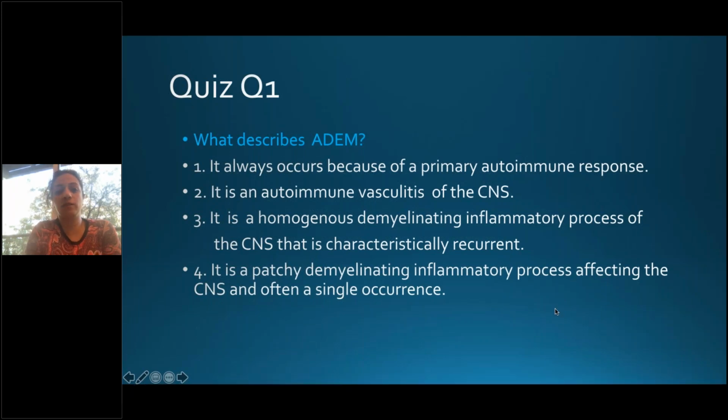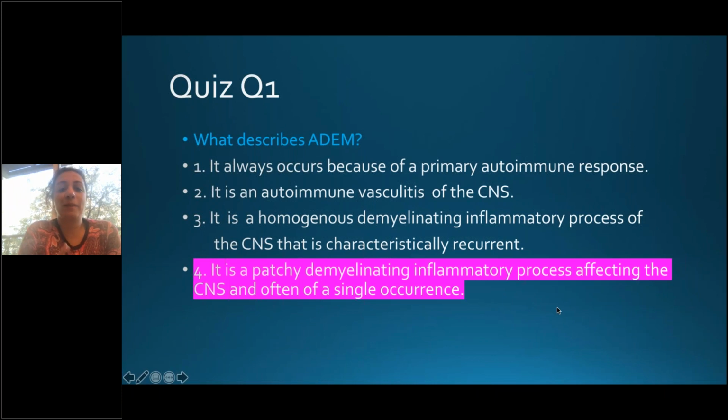Okay, so the answer is, you're correct, it's 4. It's a patchy demyelinating inflammatory process affecting the CNS, and it's often of a single occurrence. Because we said it mainly occurs because of a trigger, like in most of the cases, 75% will have an immunization trigger or an infectious cause. It is not a vasculitic change. It is not homogeneous. It's more patchy changes in the brain, and it's characteristically a single occurrence. Very rarely you could have 1 or 2 recurrences, and those are the children we keep a close eye on to see if they will develop MS or not.